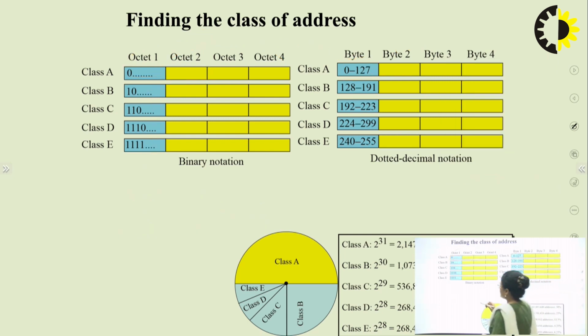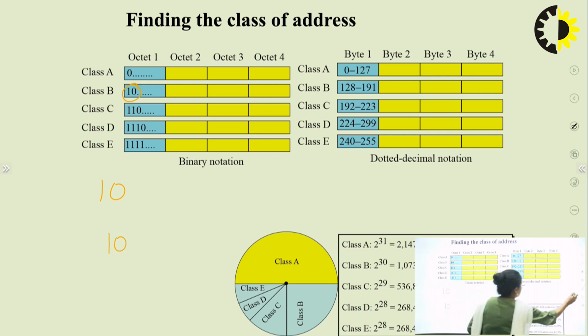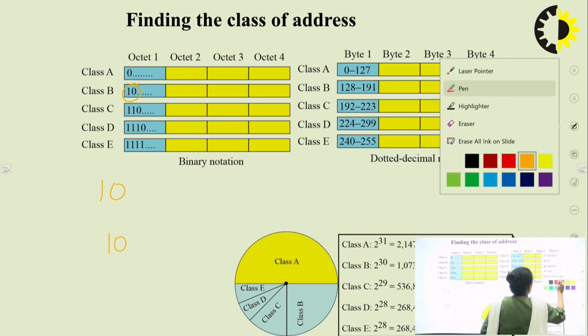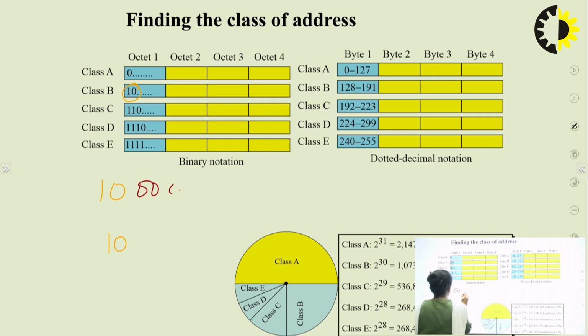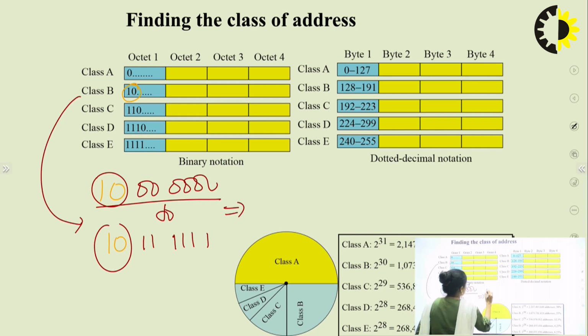Now, in case of class B, we are freezing the first 2 bits to 10, and the same logic applies. If you are freezing the first 2 bits to 10, then the starting address will start from 10, since we are talking about 8 bits, and it will end accordingly. So this is the range of the first octet of class B, which in decimal form will go from 128 to 191.